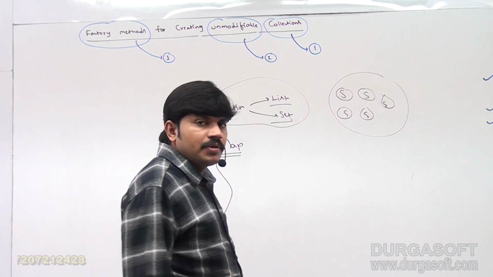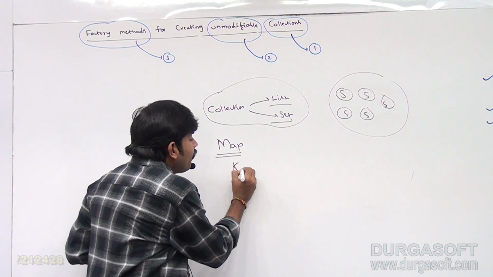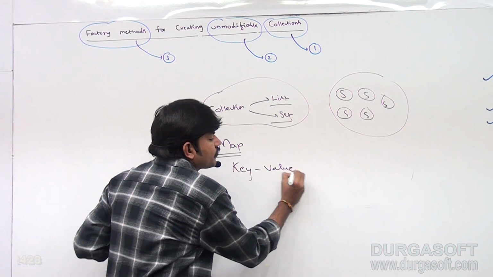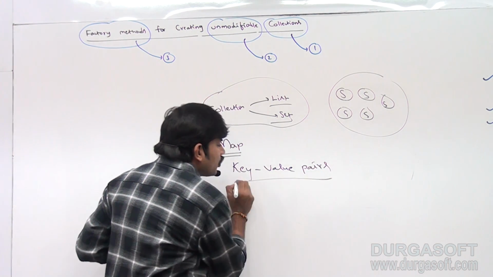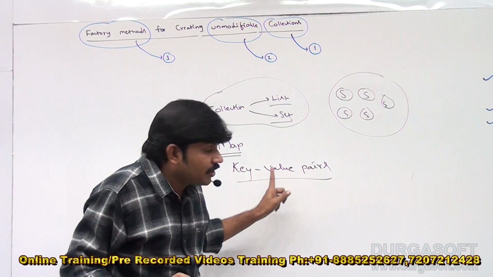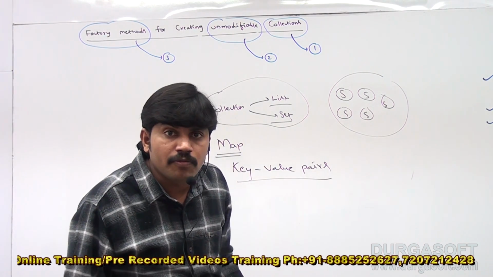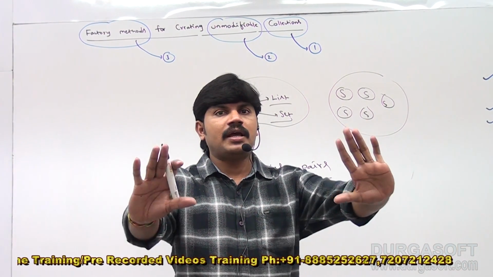Sir, what is the map? Map is nothing but a group of key value pairs. Are you getting? Map is nothing but a group of key value pairs. If you want to represent a group of key value pairs, then we should go for the map concept, right?